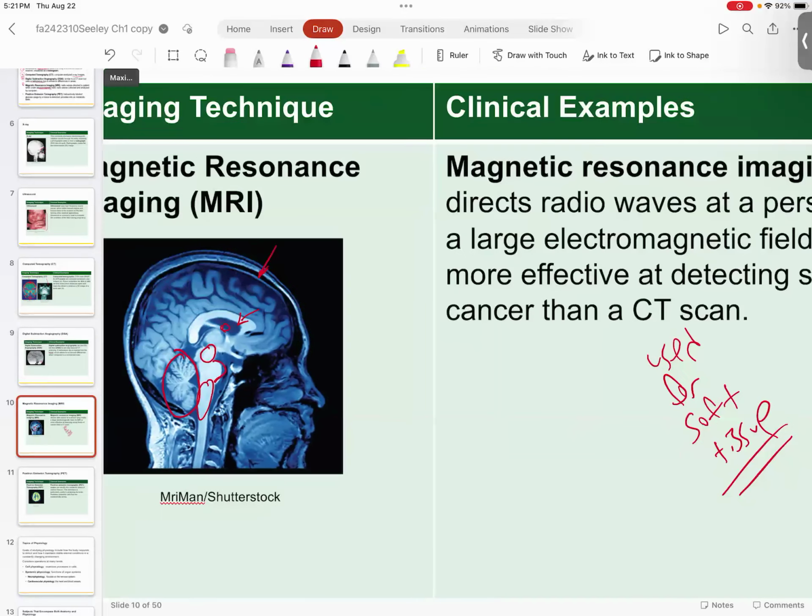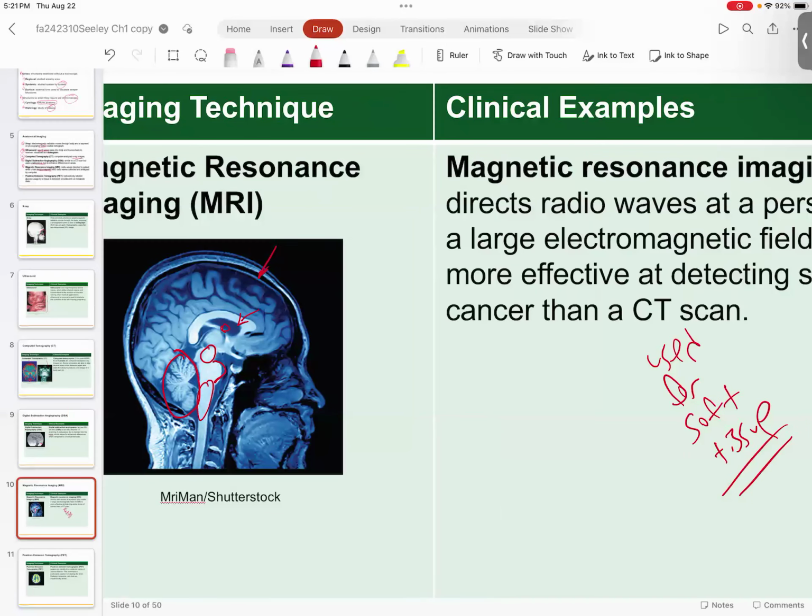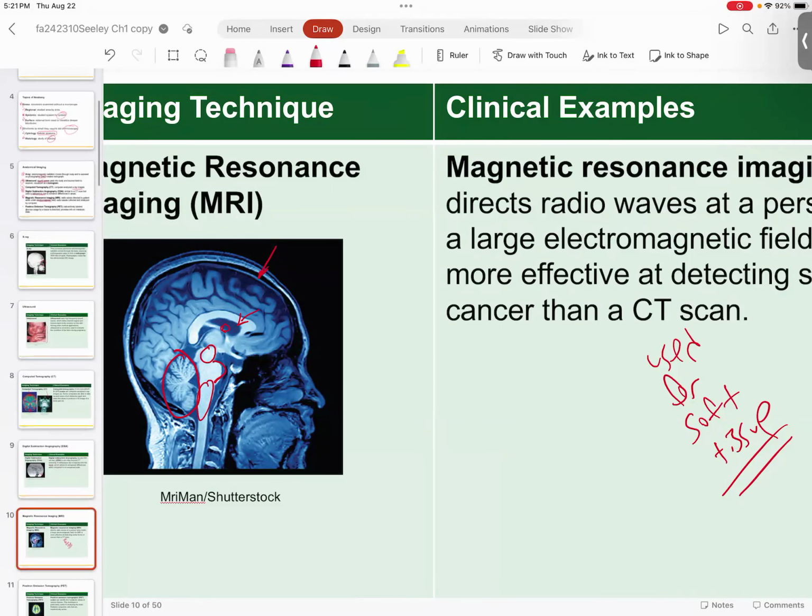So for those of you who may have blown a tendon or something of that nature, oftentimes you have an MRI because you can see more detail with the soft tissue, a little bit more so than with CT.